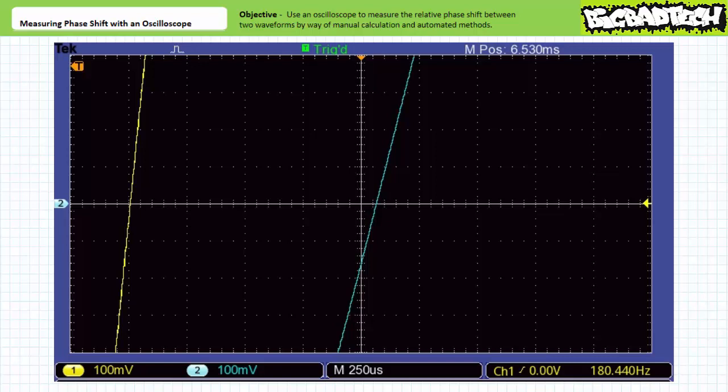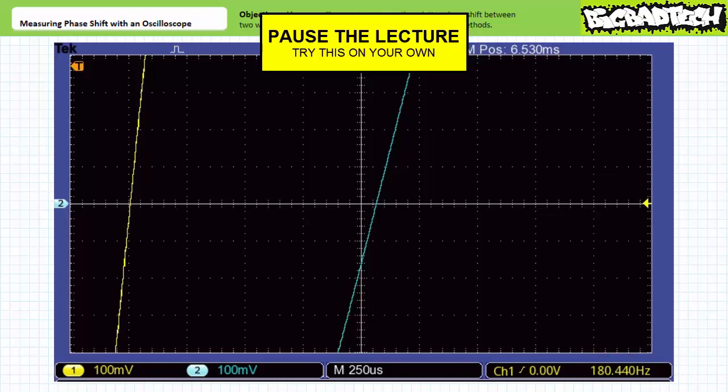Although the full waveforms aren't available for inspection, note the conveniently available frequency measurement in the lower right-hand side. Hint, hint. By all means, pause the lecture and try to determine the relative phase shift between these two waveforms on your own. If you're tracking, you should have obtained the following value.